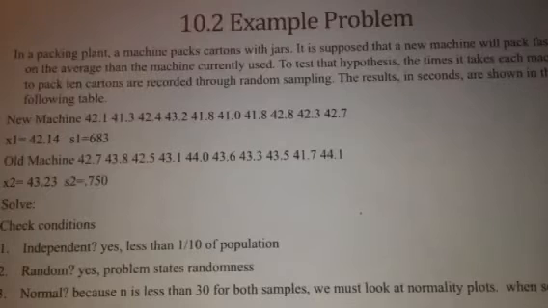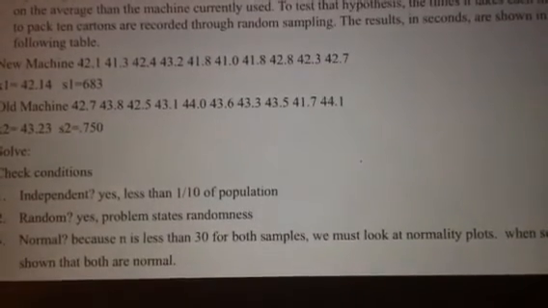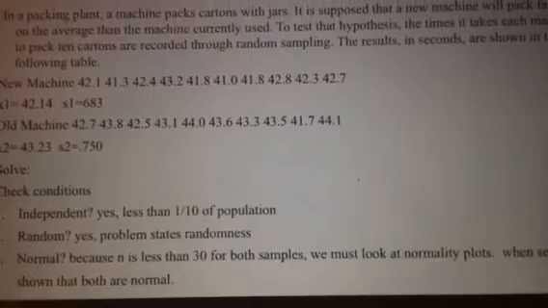Here is a 10.2 example problem. In a packing plant, a machine packs cartons with jars. It is supposed that a new machine will pack faster on the average than the machine currently used. To test the hypothesis, the times it takes each machine to pack 10 cartons are recorded through random sampling. The results in seconds are shown in the following table. So we have the new machine, and we have the mean and standard deviation, and the old machine, we have the mean and standard deviation.